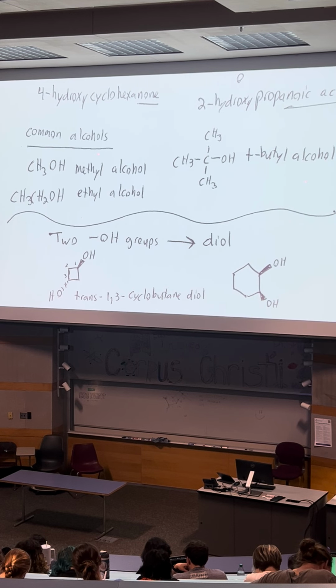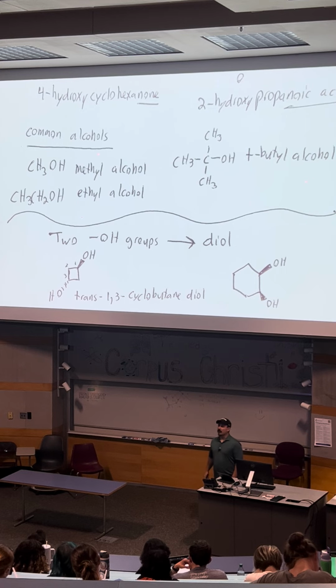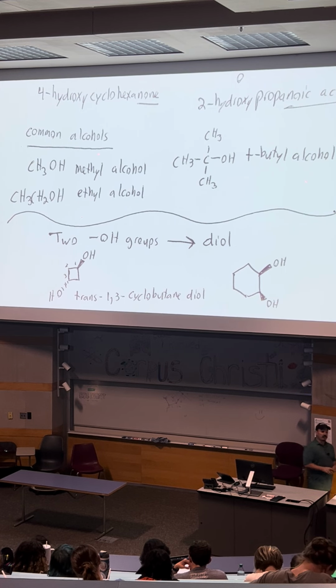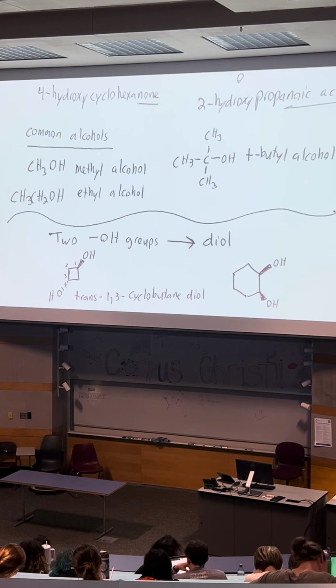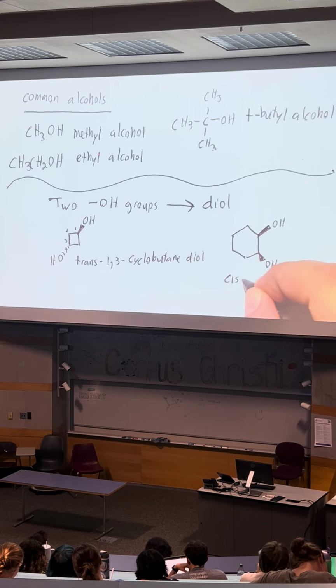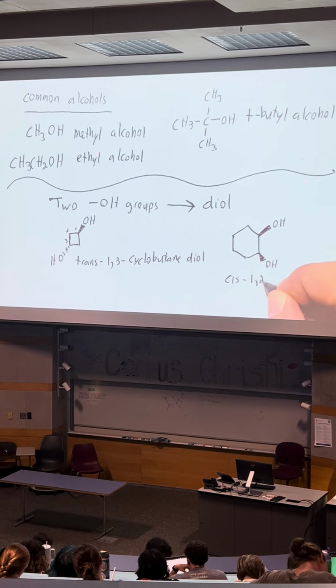We have a di-substituted cyclohexane ring. We've got hydroxyl groups at the 1 and 2 positions. They're both pointing out of the plane of the screen towards us. So this is not a situation of trans, this is cis. And this would be cis-1,2-cyclohexane diol.